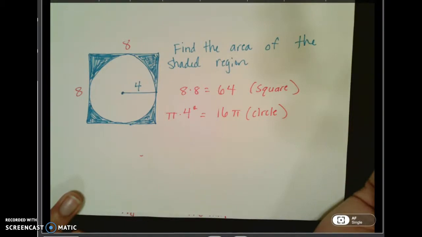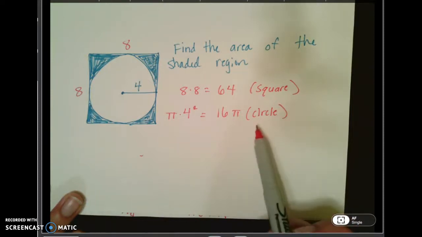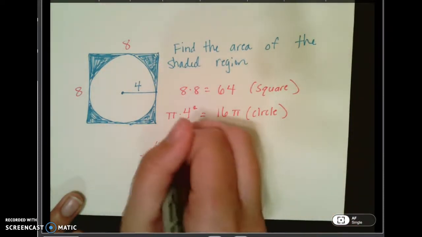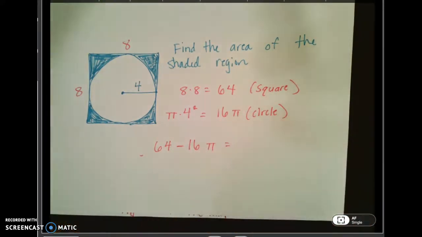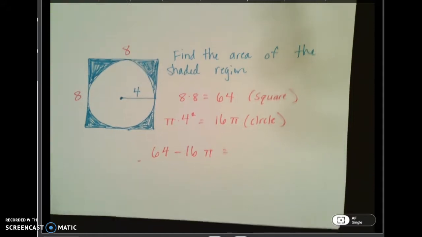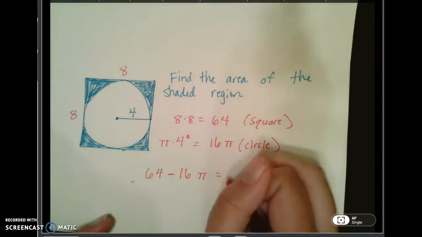So in order to find the area of just the shaded part, I want to take the area of the whole square and subtract out the circle. So if I do 64 minus 16 pi, I get, give me 1 second. I got 13.76.